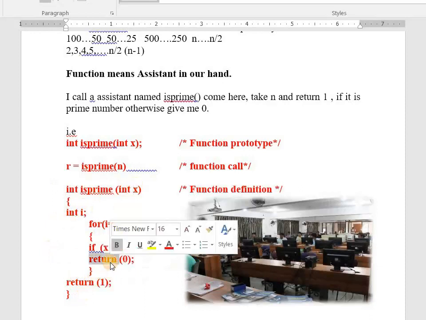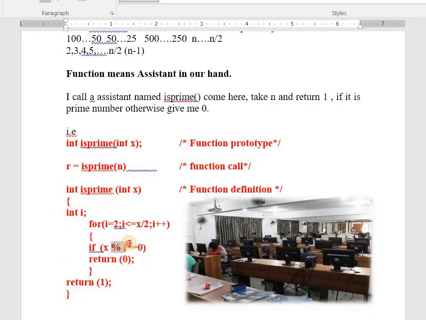It gives 0. At what time does it give 0? If it gets any divisors. If it is not getting any divisors, then it gives me 1. I will explain slowly. Assume that I have given 17. First time i is 2. 17 by 2 is 8 point something. 8. It generates numbers from 2 to 8. Is 17 divisible by 2? No. By 3? No. By 4? No. By 5? No. By 6? No. By 7? No. By 8? No. The for loop is completed. Return 1. Return 1 means that will be stored in r. This function is giving me 1 if the given number is prime.